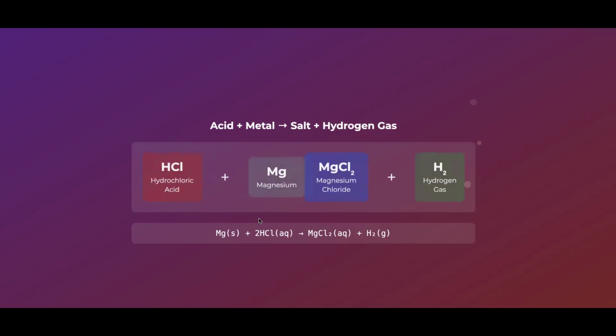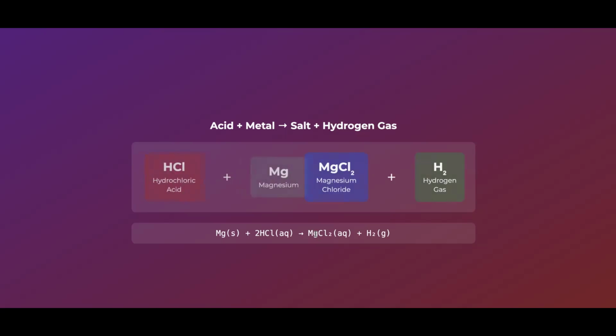A common example is the reaction between hydrochloric acid and magnesium. Mg reacts with 2HCl, which is aqueous for sure, to form magnesium chloride. This is aqueous because it is soluble, and hydrogen gas. The magnesium metal displaces the hydrogen, so it takes its place. Instead of hydrogen being with the chlorine, the magnesium comes instead of the hydrogen and forms MgCl₂. Hydrogen gas is released, which can be observed as bubbles.